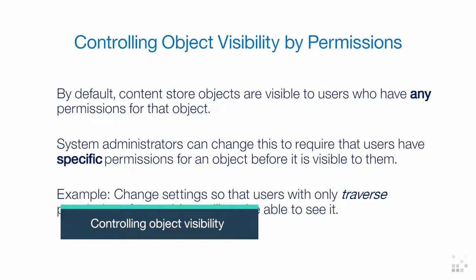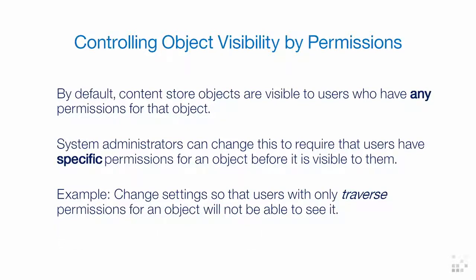By default, content store objects are visible to users who have any permissions for that object. System administrators can change this to require that users have specific permissions for an object before it is visible to them. For example, filtering object visibility by permissions Read, Write, Execute, and Set Policy will hide an object from users who have only traverse permission for that object.